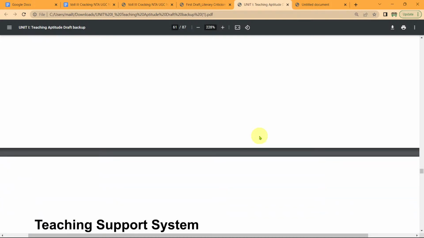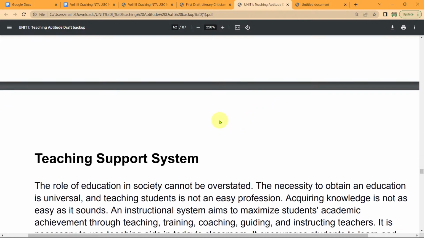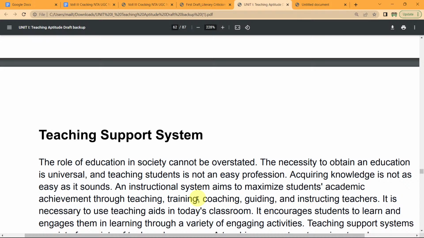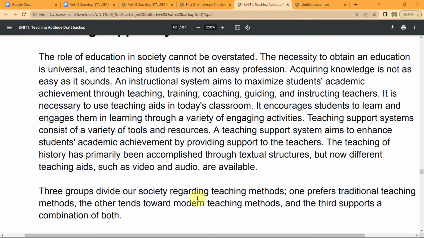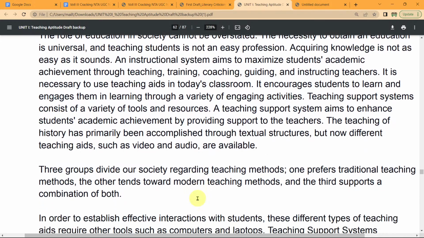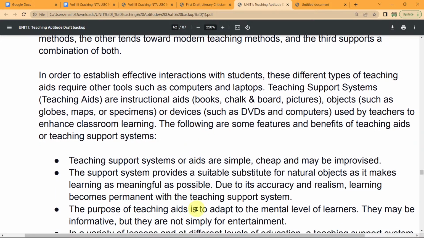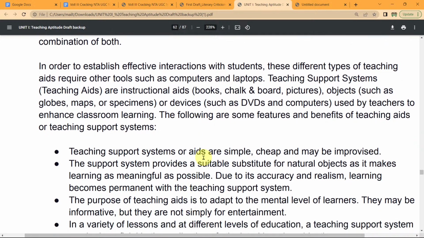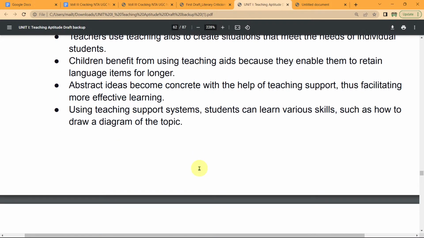So we are done with teaching aptitude, almost 80% of the course. Now we are going to discuss teaching support. That is very easy. Everybody knows about it, and sometimes they ask a question based on that. It could be all the supporting systems. Some are traditional, some are modern, and we'll just move by points. No need to read too much about it.